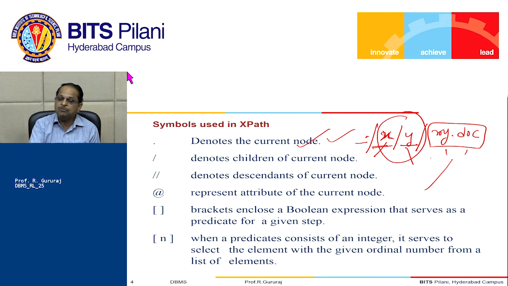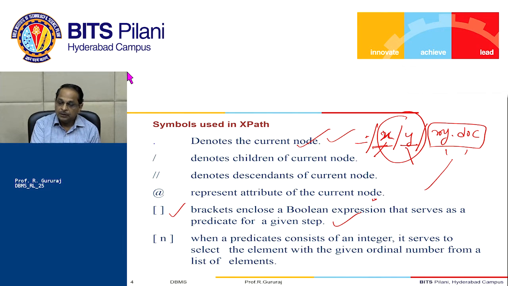So at a given step, if you want to attach some predicate or some condition where the step is validated, or a given element which is addressed by that particular step is validated, I can include some Boolean expression which will be evaluated to true or false. Okay, and such Boolean expressions should be enclosed in square brackets. And within the square brackets, as a predicate, if it consists of an integer, it serves to select the element with the given ordinal number from the list of elements available.